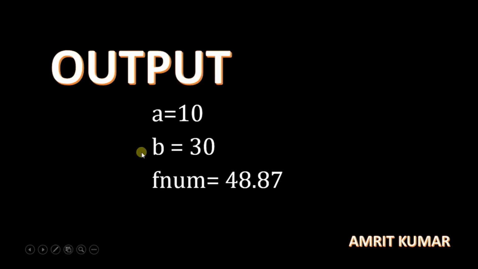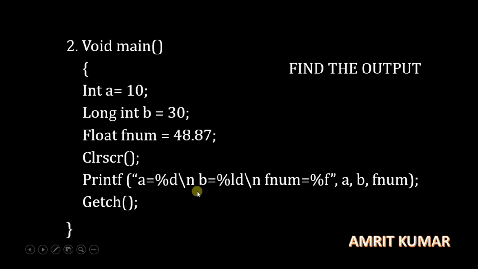So here is the output, that a is equal to 10, b equal to 30, and fnum is equal to 48.87, that we have talked about. Because a equal to 10, then a new line was there. Therefore, backslash n was a new line, which is an escape sequence. Then after that, a new line appeared. Then again, I have used the backslash n, which is used for a new line. Here you can see. So C language executes whatever you give. If you write an incorrect statement, then C is going to execute it incorrectly. So you have to write all the statements correctly.